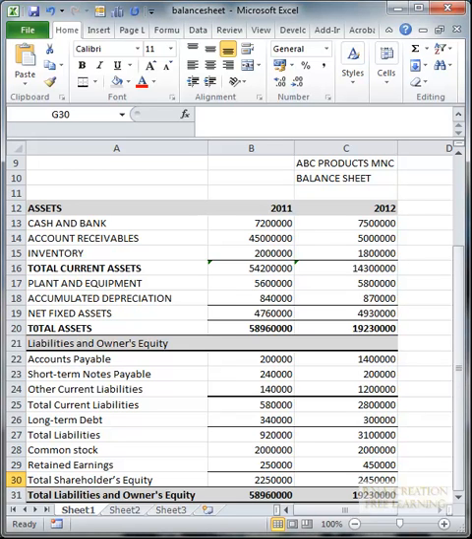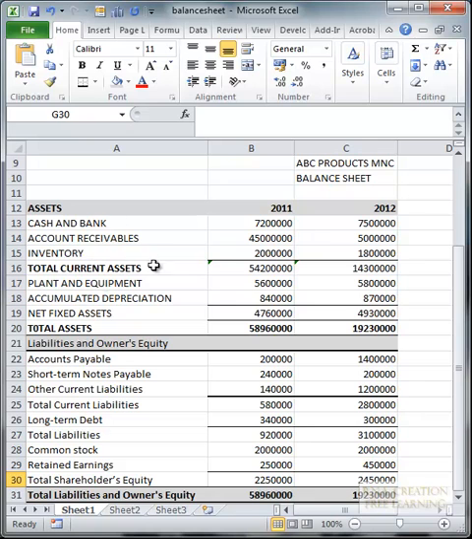Okay, in this video I'm going to talk a little bit about the basics of the balance sheet. When you see a balance sheet, the first thing you look at, at the top, is the assets. In this balance sheet, there are assets for 2011 and 2012, and as you can see, the first thing that comes into assets is your cash and the bank balance that you have, for 2011 and 2012.